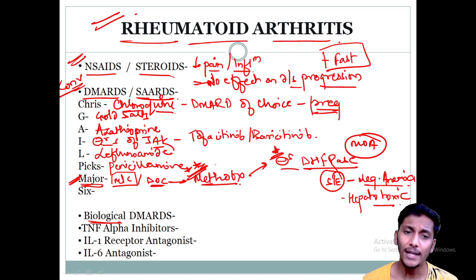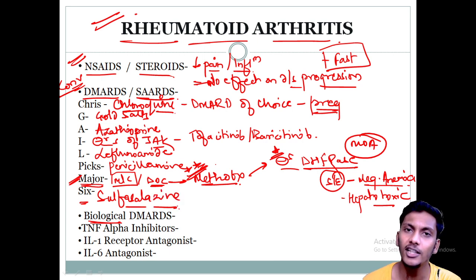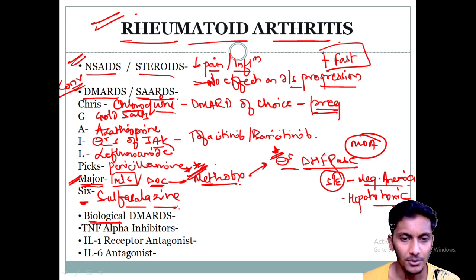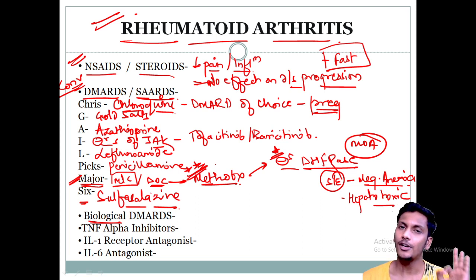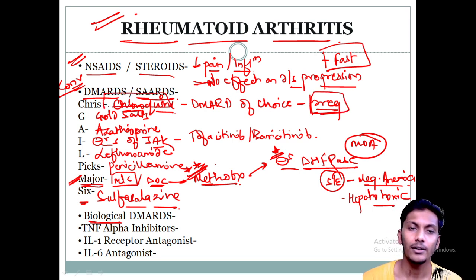As we all know, methotrexate is the most commonly used DMARD, and it is also the drug of choice in cases of rheumatoid arthritis. And what do we need to remember by 6? By 6, we remember a drug known as sulfasalazine. So as we all know, sulfasalazine is a drug of choice in cases of ulcerative colitis, right? And it is a DMARD of choice in cases of ankylosing spondylitis. Okay, important one. But the most common or the drug of choice always remains methotrexate, except in cases of pregnancy where it becomes chloroquine, right?